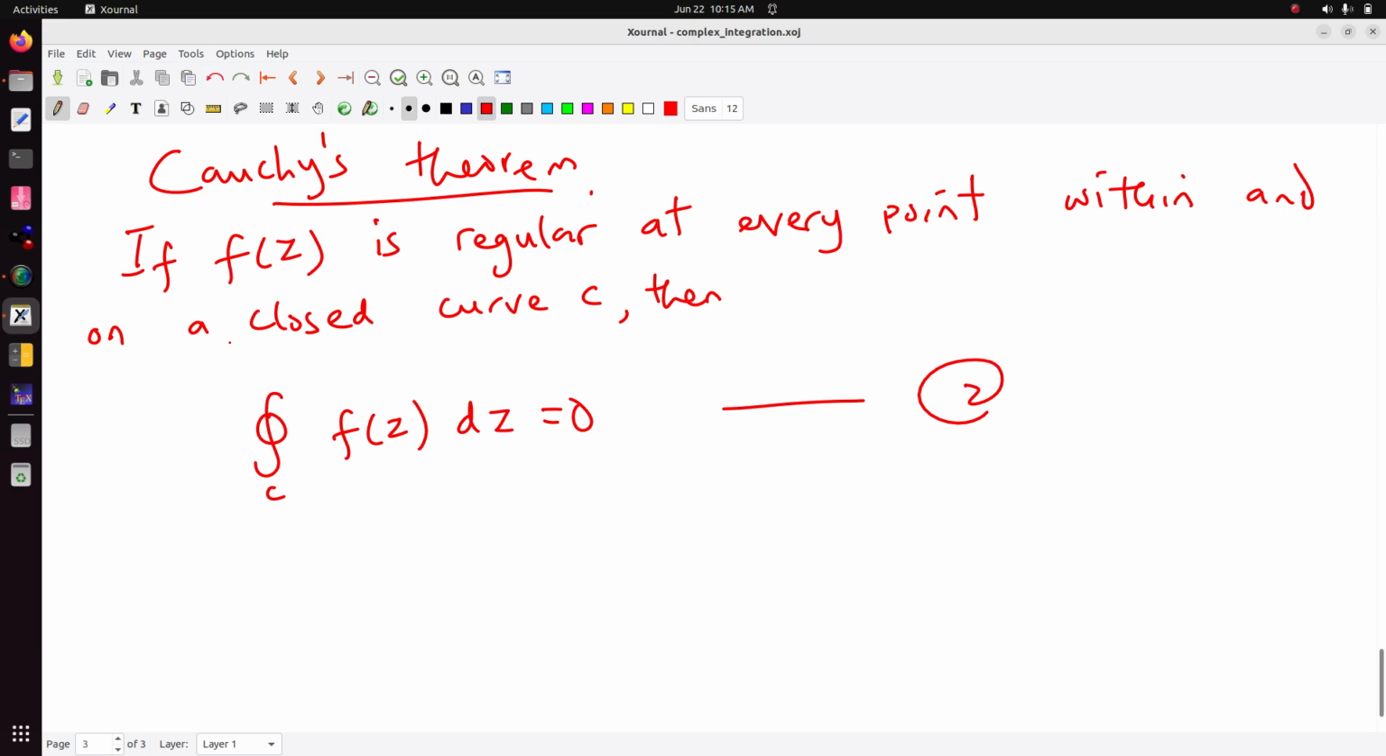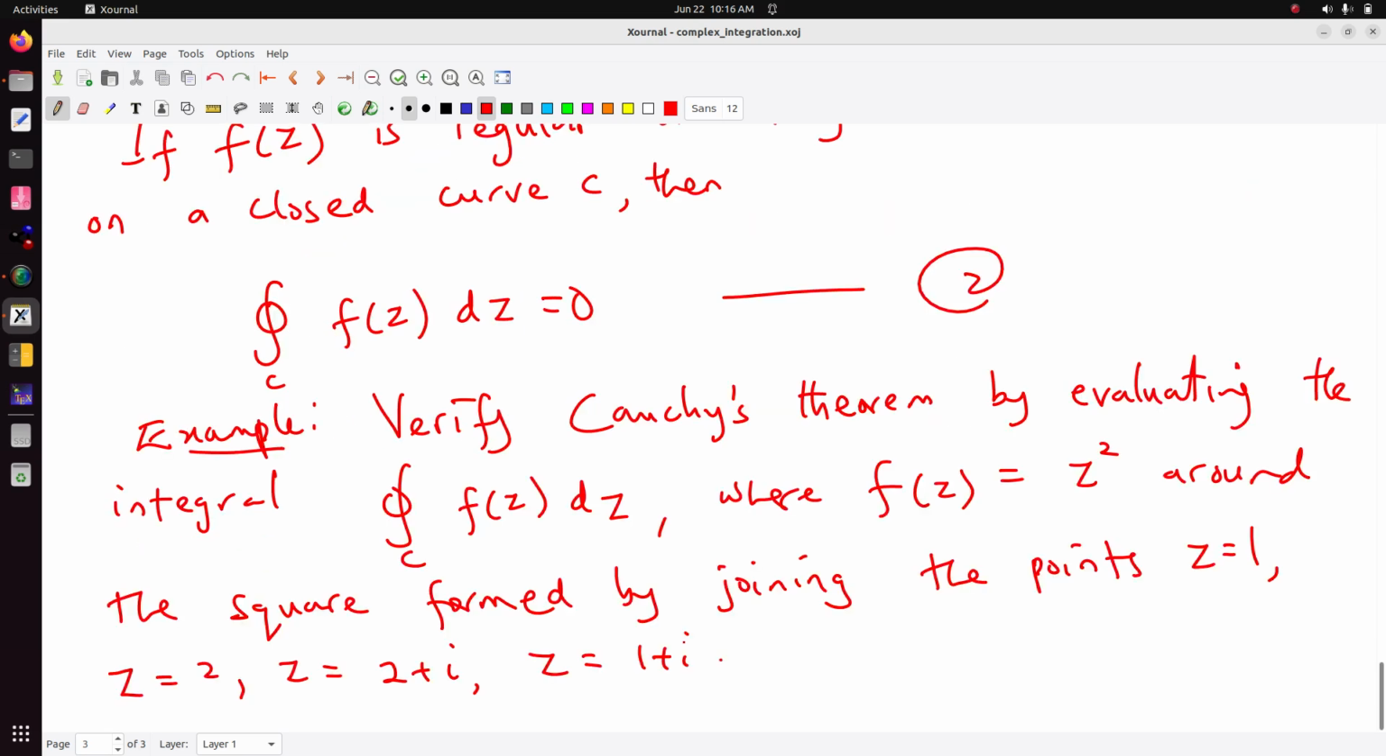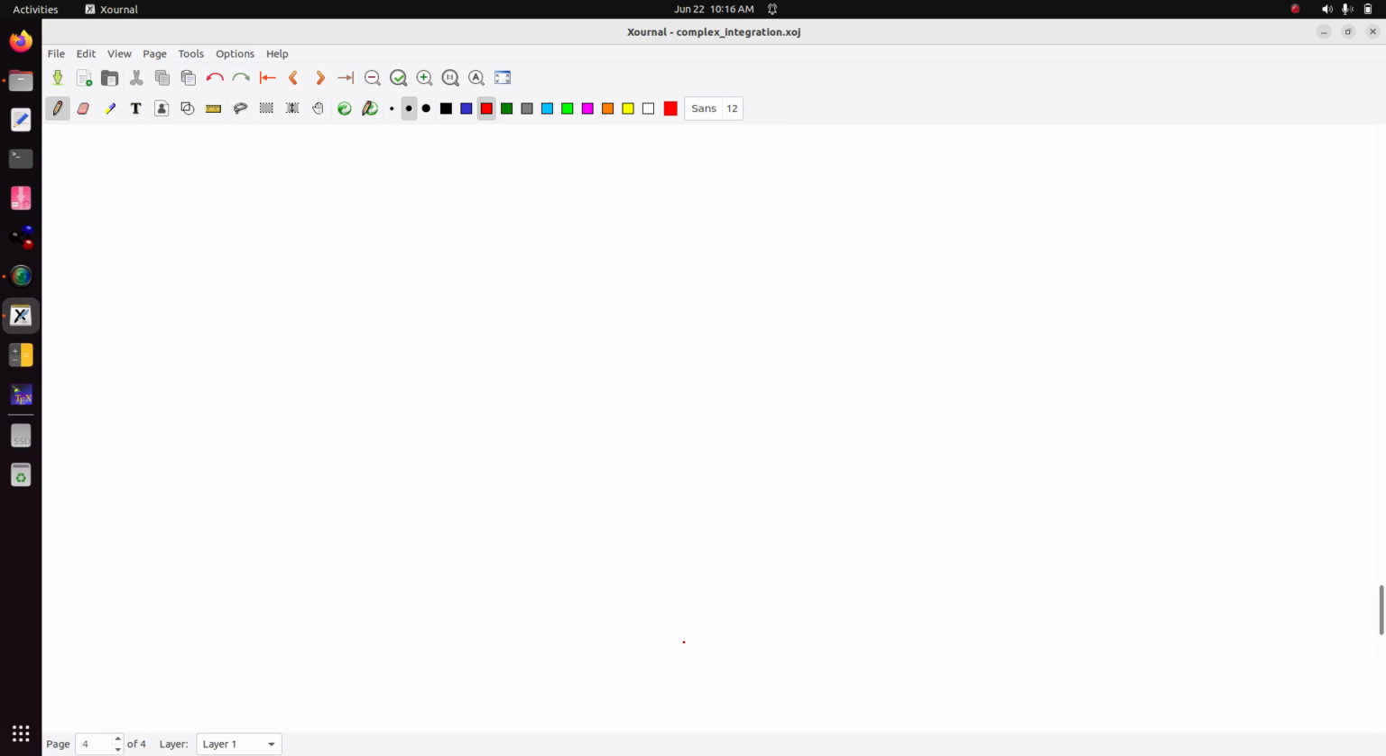Now, let's take an example to verify this Cauchy's theorem. The example says, verify Cauchy's theorem by evaluating the integral of f of z, the complex variable, over the complex plane z, along a closed curve C, where f of z is z squared, around the square formed by joining the points given.